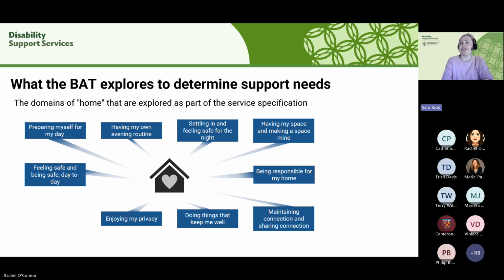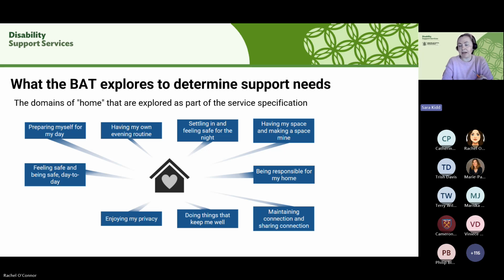Maintaining connection and sharing connection. Home is a place where we can be ourselves, and this includes being able to do things in a way that works for us, to do things we enjoy, away from being on display to others, and inviting others in and sharing the way we go about home life with them. Doing things that keep me well. Home life may involve doing things that keep us well, and when we are unwell, where we go or stay to try and get well.